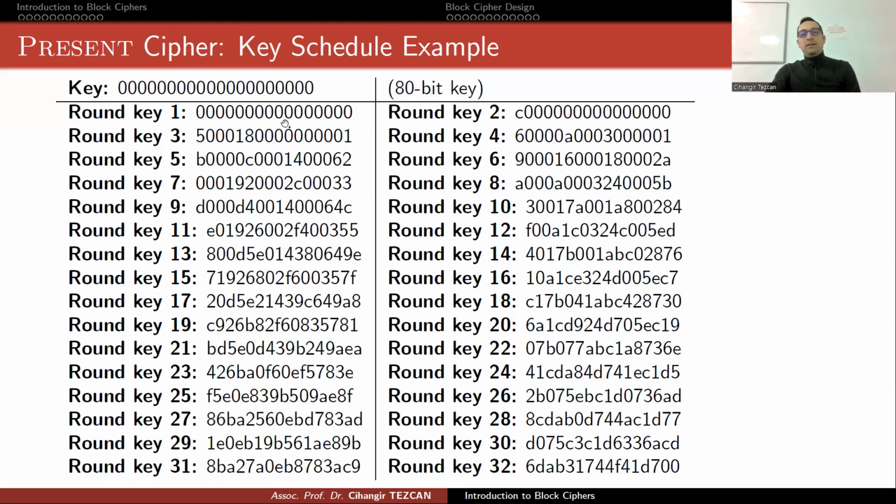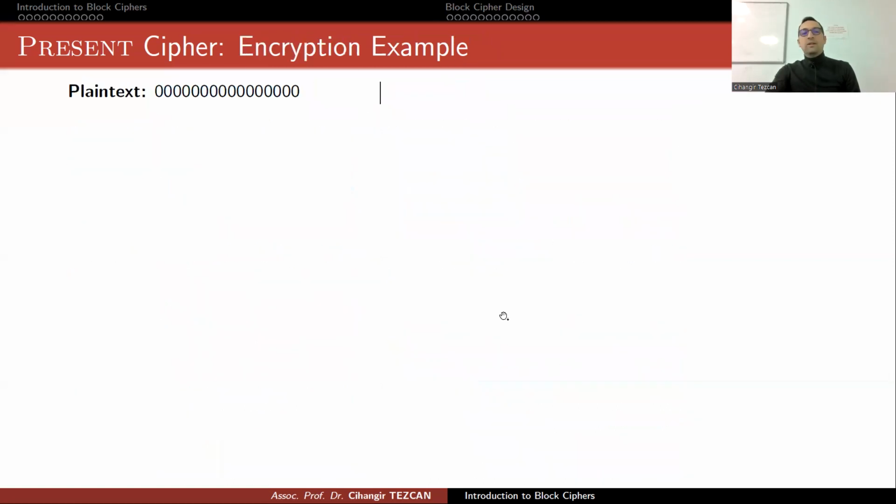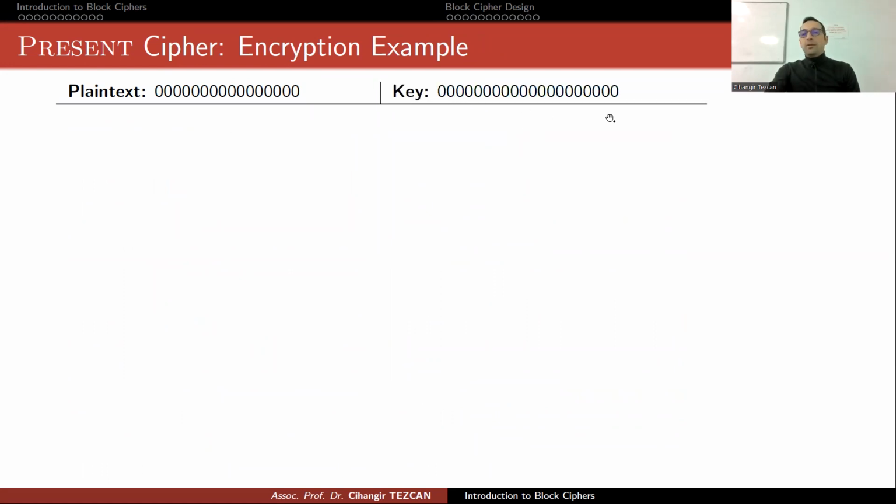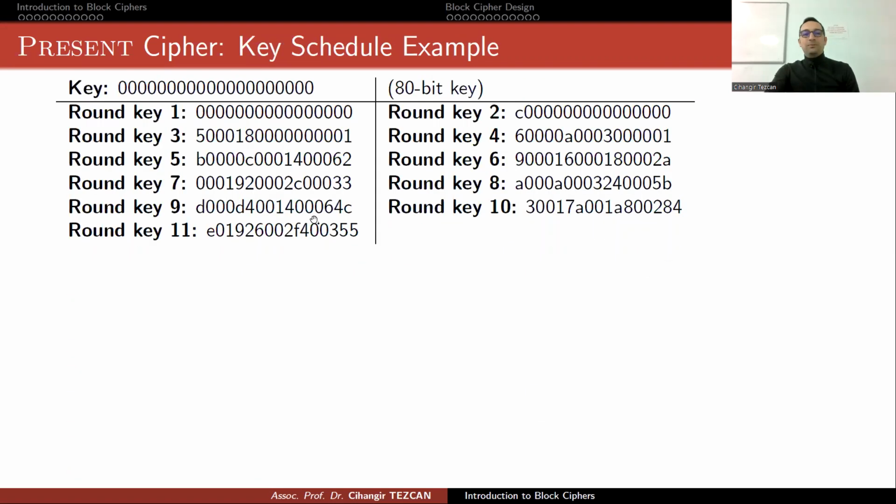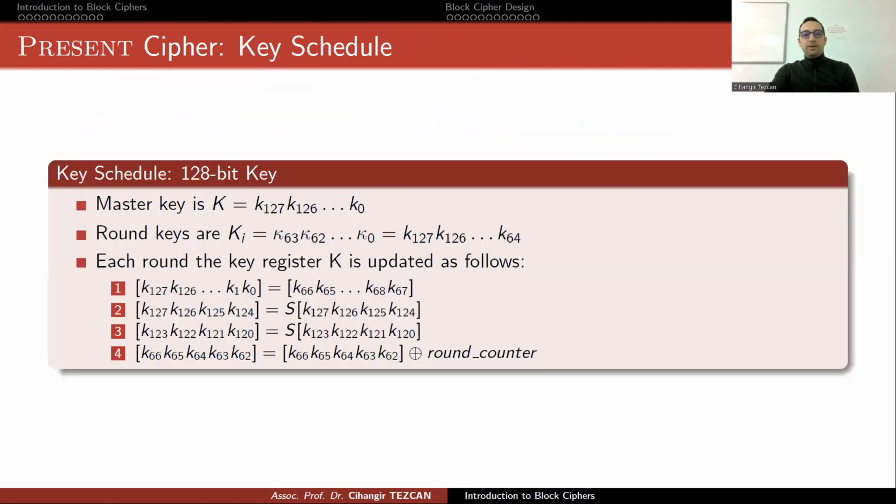So assume that this is our key schedule. Now I use this key schedule to encrypt the plaintext, again all zeros. So this is a block size of 64 bits. My secret key, assume that it is 80-bit zeros. After the first round, the output is, I think, 8 Fs and 8 zeros. Let's go back to the picture and see why this happens.